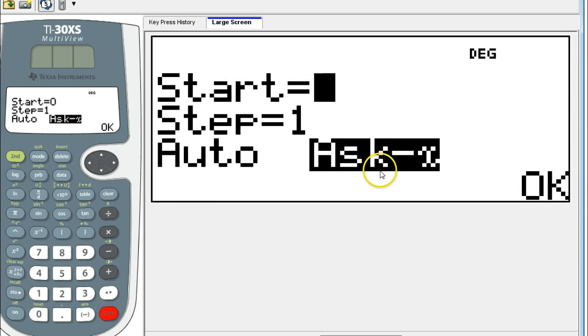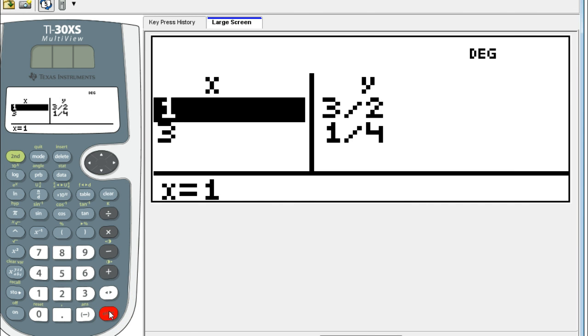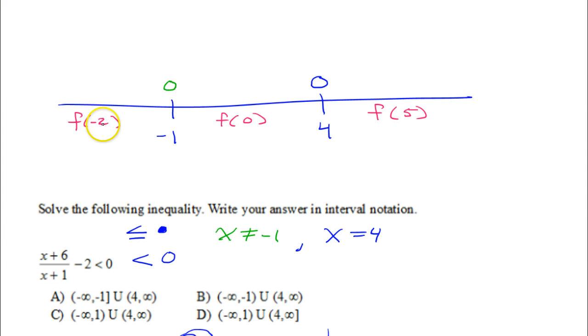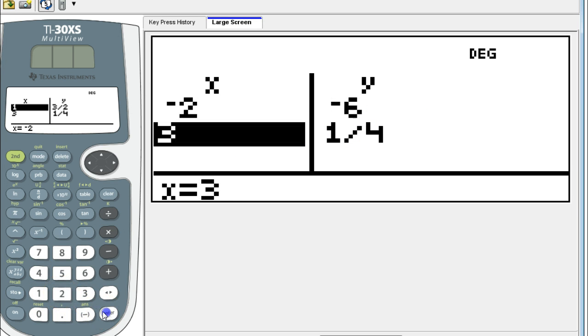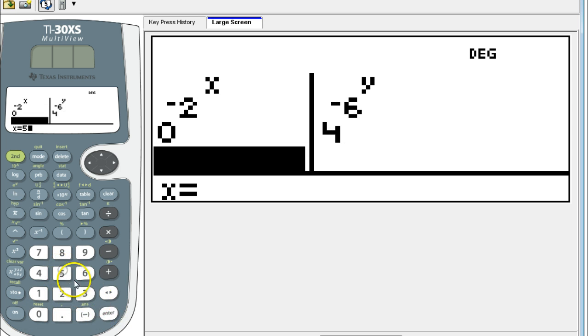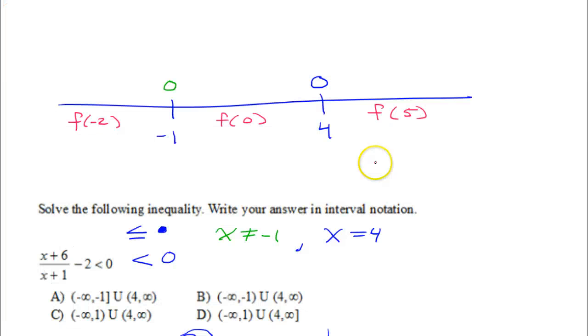Okay. Make sure your calculator is in Ask X mode. So the values I want to evaluate are -2, 0, and 5. So I get -6, 4, and -1/6. In each case, we want to know if the function is less than 0 or not.